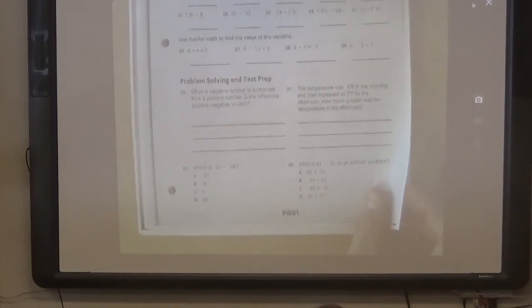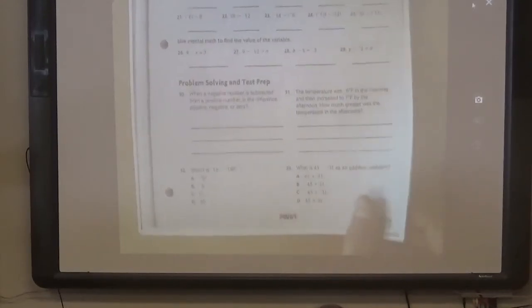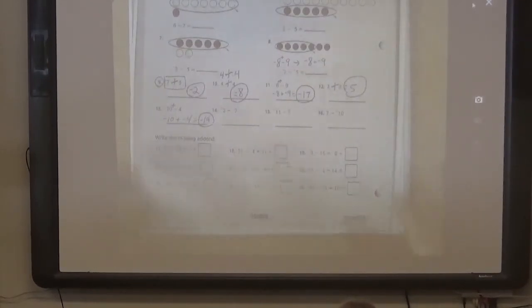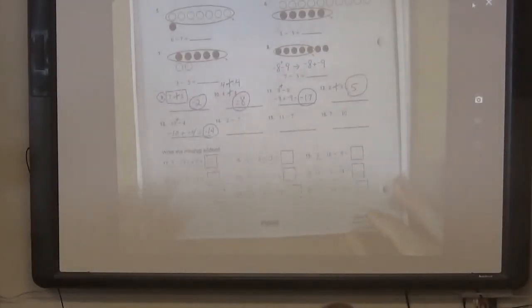So, do both sides for tomorrow. Changing subtraction to plus or plus negative, and then finding the answer, okay? Any questions? Any more questions, Peter? I have a question on 30. On number 30? Oh, on the other side?